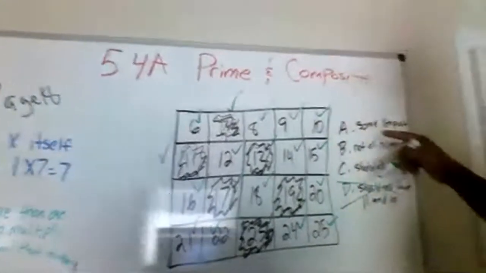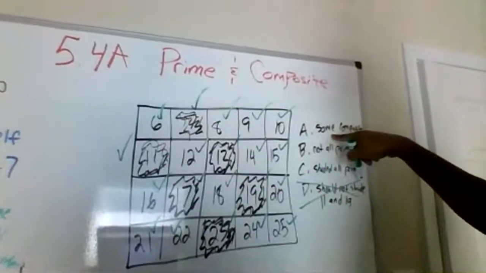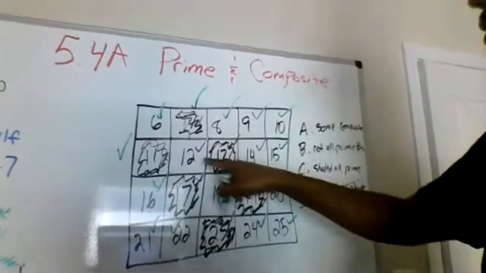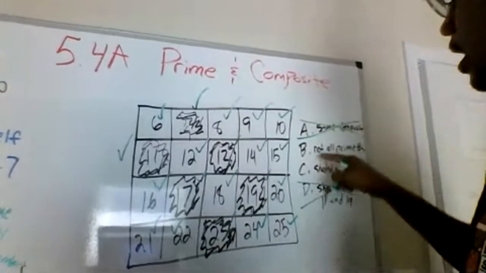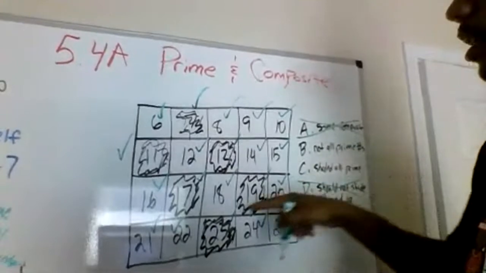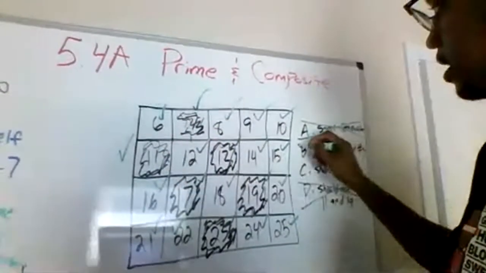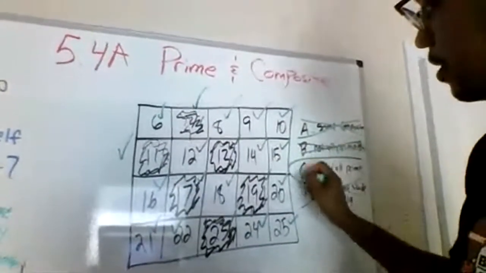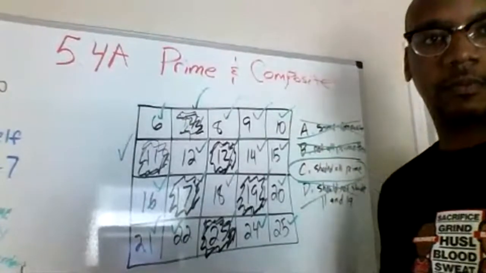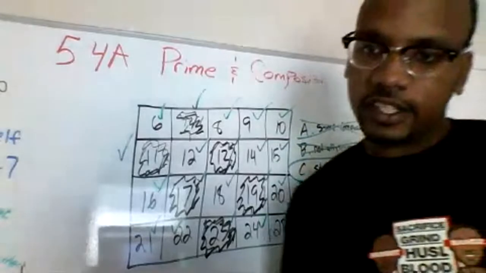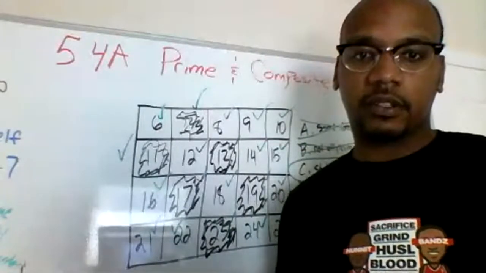So, are some of the composite numbers shaded? No, all the composite numbers are good. A is wrong. Not all the prime numbers are shaded. She did. She shaded all the prime numbers. That's wrong, which means the answer is C. All right. Good, Yesel. You're doing really good today.